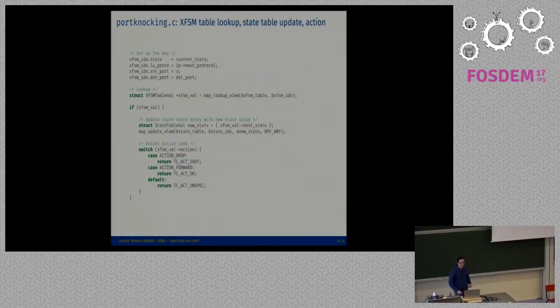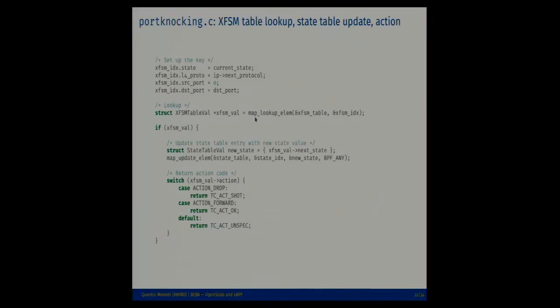This is the next part. I would have to perform the second lookup in the XFSM table. So I set up again a key. I perform my lookup, and depending on the value, if I got something, I will first update the state in the state table for this flow. So I will use the next state I got from the XFSM table to perform the update, and after that I can just switch on the action I got from the XFSM table.